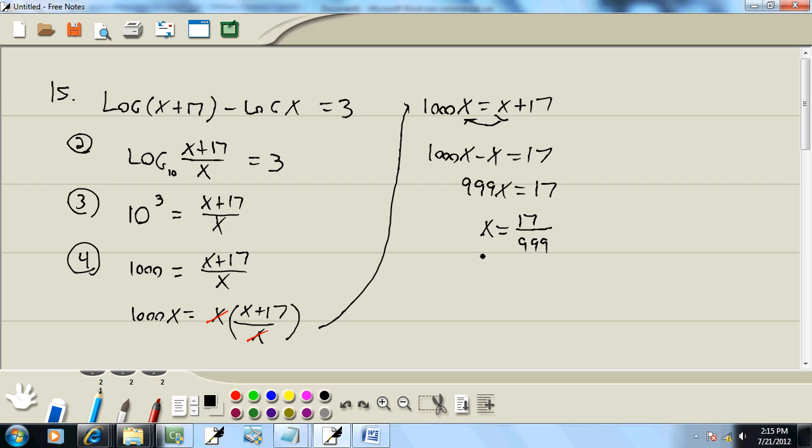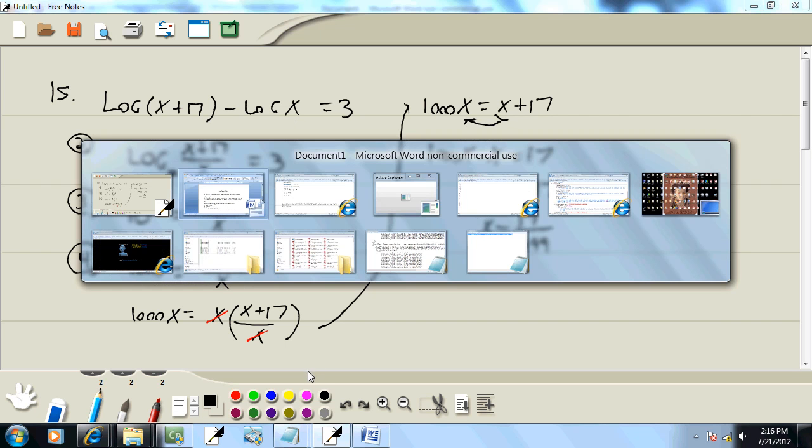Now, step 5 said semi-check your answer. If we plug these back in, we want to make sure we don't have log of 0 or log of a negative number. Well, 17 over 999 plus 17, I don't know what it is, but it's not 0 and it's not negative. If I put 17 over 999 here, I don't know what it is, but again, it's not 0 and it's not negative. So we're fine.